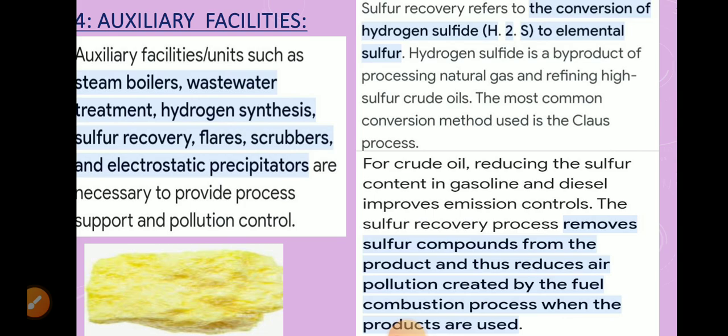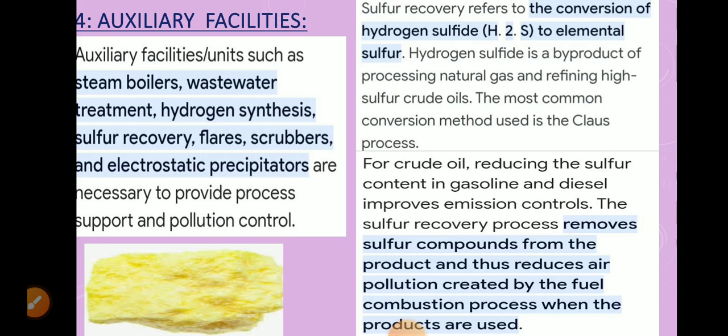First includes the sulfur recovery, which refers to the conversion of hydrogen sulfide to elemental sulfur. Hydrogen sulfide is a byproduct of processing natural gas and refining high sulfur crude oils. The most common conversion method used is the Claus process.